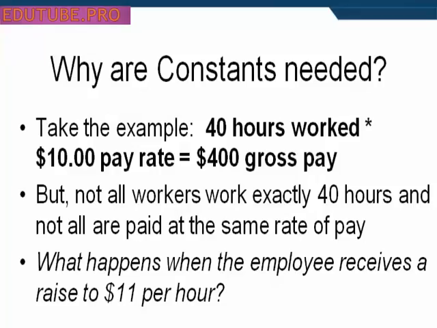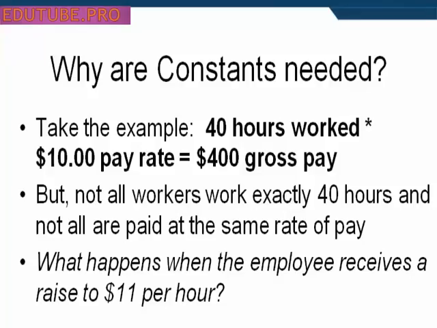Why are constants needed in the programming process? Well, let's take the example of 40 hours worked by an employee multiplied by their pay rate of, say, $10, which will result in the answer of $400 for their gross pay. The problem with that is that not all workers work exactly 40 hours, some less, some more, and not all are paid at the same rate of pay. But more importantly, what happens when the employee receives a raise to, say, $11 per hour?